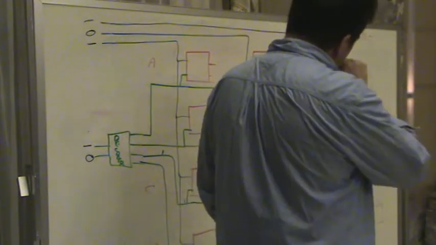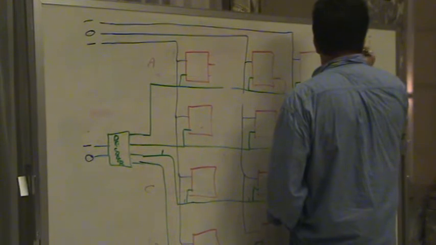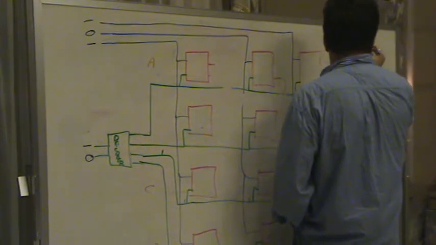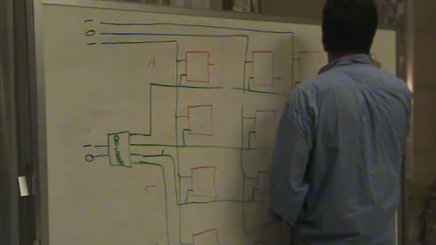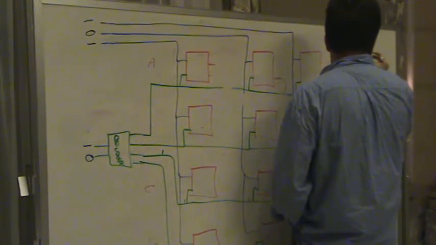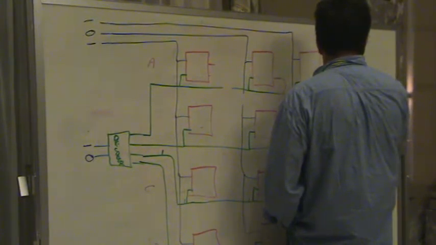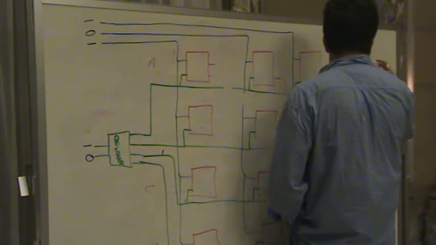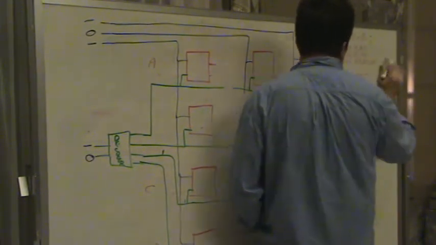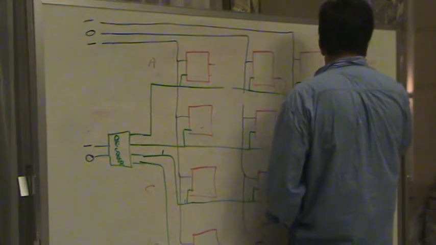load A into register 3, load B into register 5, add register 3 to register 5 and store the result in register 8. I'm just making up numbers for registers, and then store register 8 back into location C.